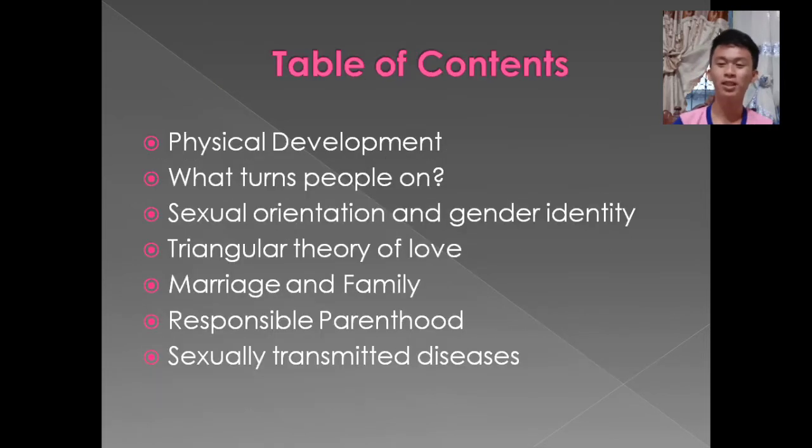And for the table of contents, we have physical development, what turns people on, sexual orientation and gender identity, triangular theory of love, marriage and family, responsible parenthood, and sexually transmitted disease. But we will focus on physical development and what turns people on.